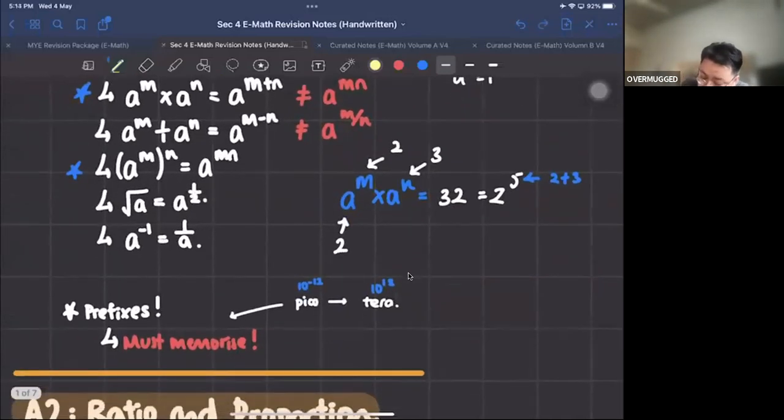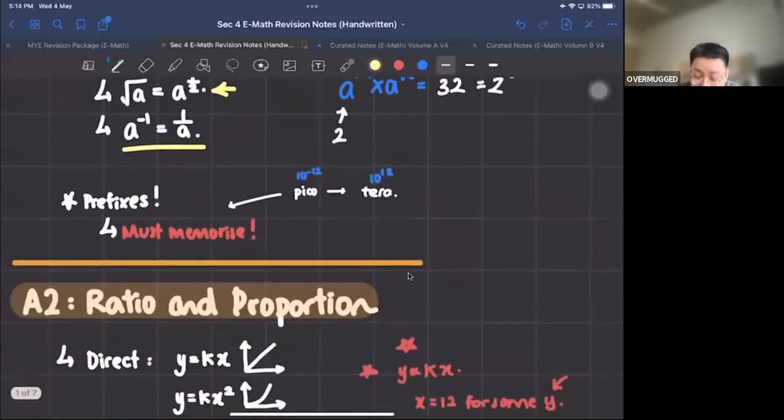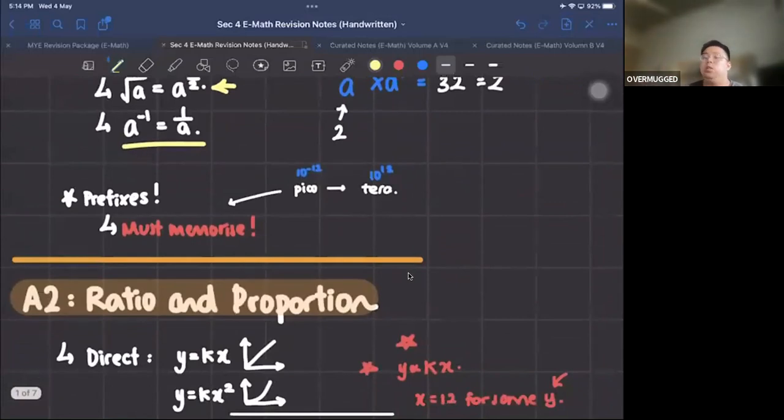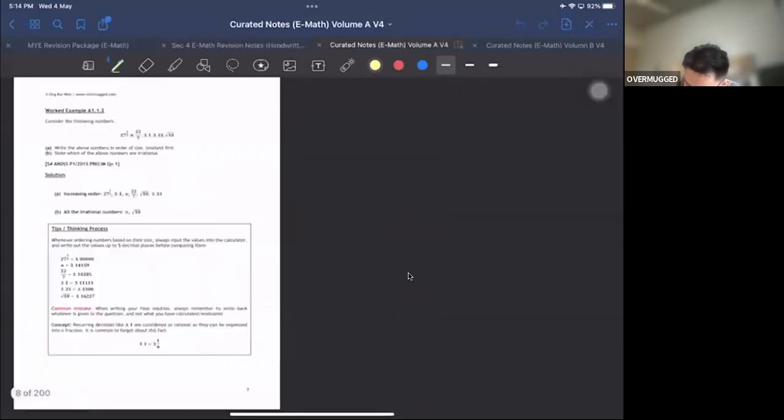Another one that is important as well, whenever you are taking a square root, you are looking for the power of half. And then also if it's an nth root, then it's 1 over n. If you're taking a reciprocal, then this is a negative power. So for example, if you're moving things from the denominator to the numerator, you take a negative power. For prefixes, this is a list of prefixes that you need to remember. Now, of course, in this set, I didn't write, so I'm going to show you using my curated notes.